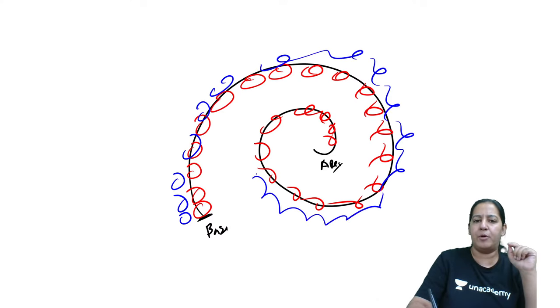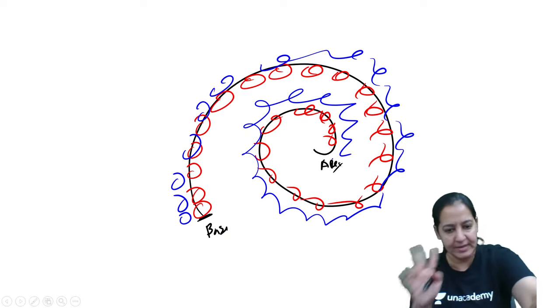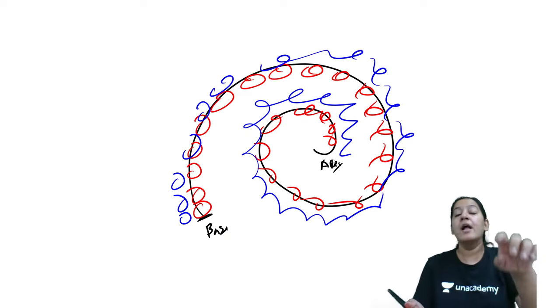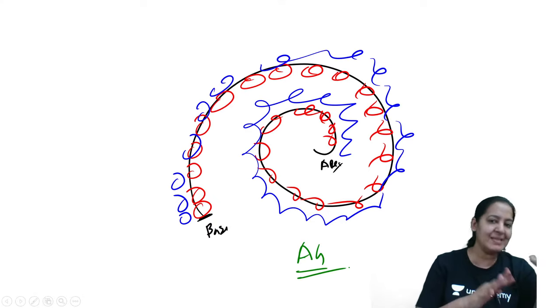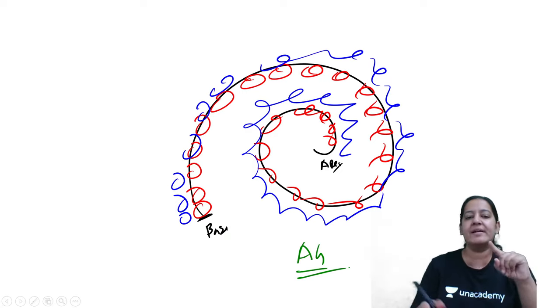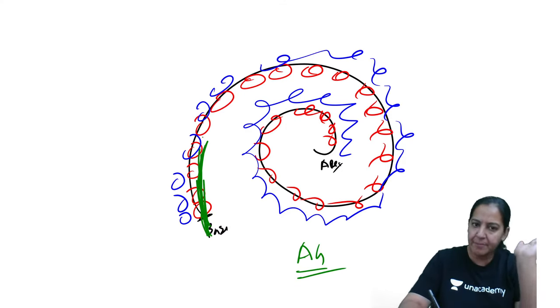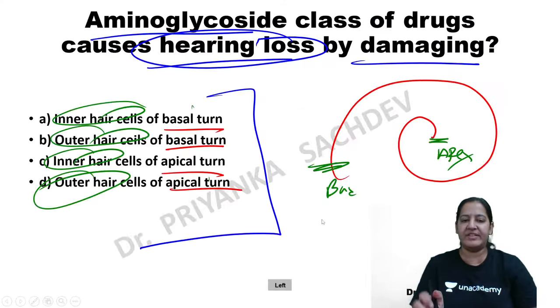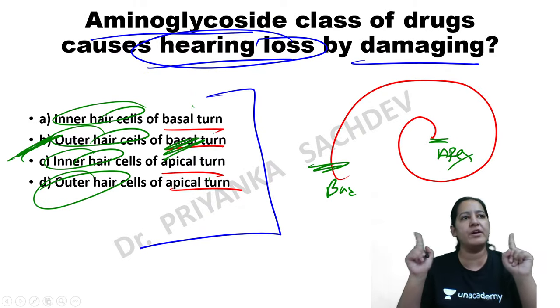In ENT you will study the full detail. Right? So these are inner hair cells also. Now, tell me two answers clearly. Aminoglycosides cause cochlear damage. Will it start from the base or the apex? So the answer is base. Okay? Base outer cells or inner cells? So our answer is outer cells. So the outer cells of the base, from here damage is starting. And gradually it will proceed and involve everything. So the answer is outer basal. Outer cells of the base. Now you will not get confused.